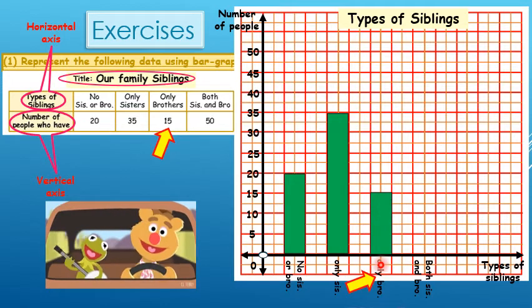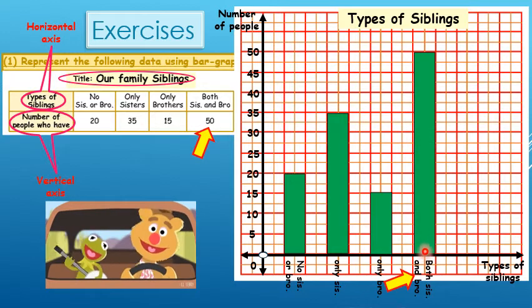Then draw your bar. And the last one, we have both of them, sisters and brothers. Then put your finger here on sisters and brothers. Then up until you reach 50. Then draw your bar. After you finish your drawing, you color these bars. And you are now finished. Thank you. Good job.